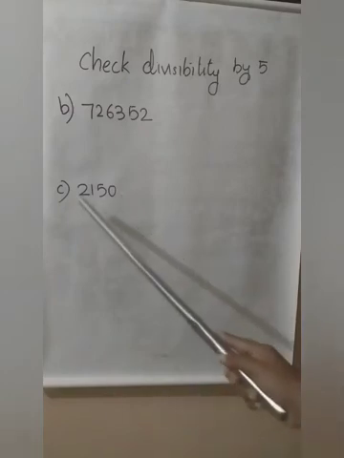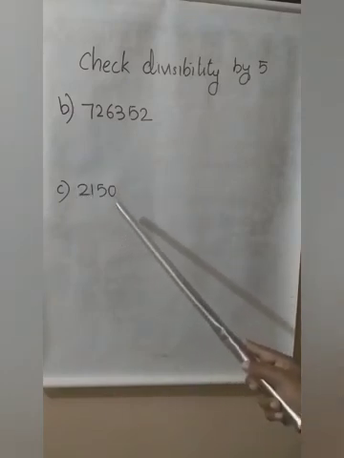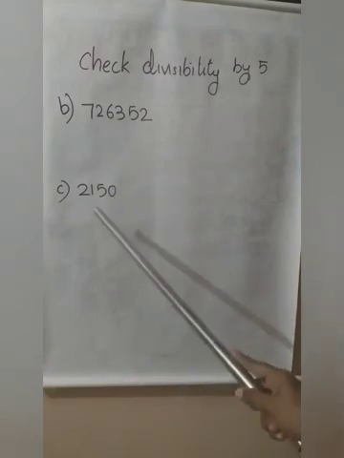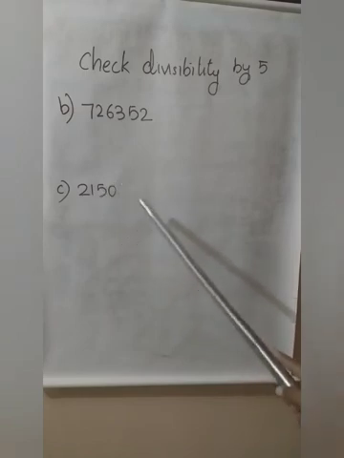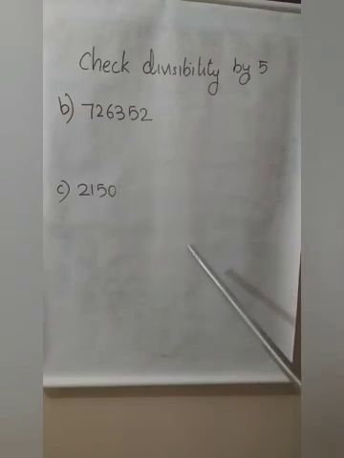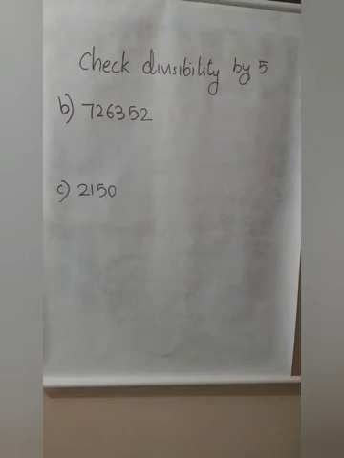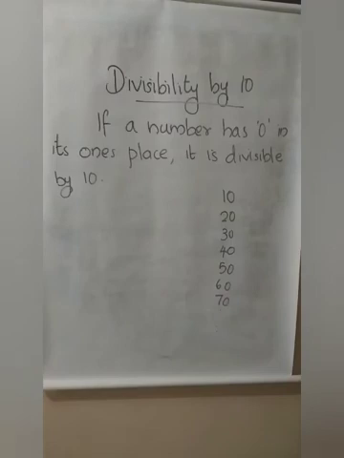Now, next example, look, 2,150. What is there in the ones place? We have 0. So, we can say that this number 2,150 is divisible by 5. Unless 0 or 5, if any other digit comes in the units place, then that number is not divisible by 5. Next, divisibility rule of 10.